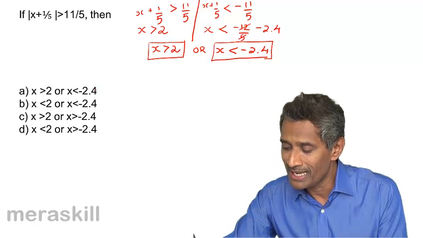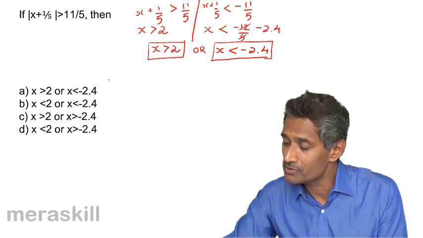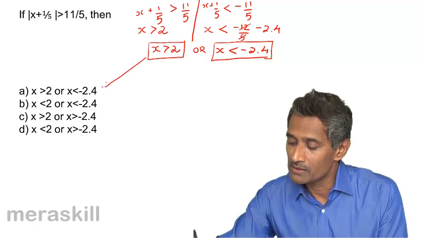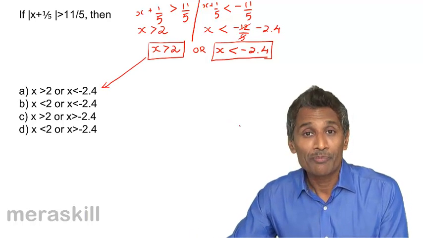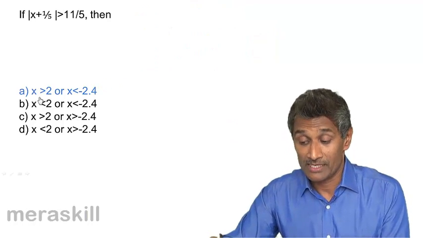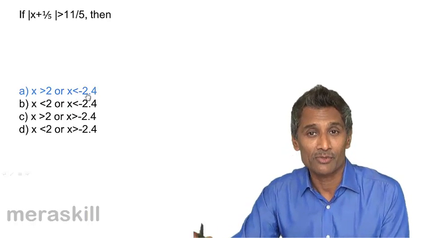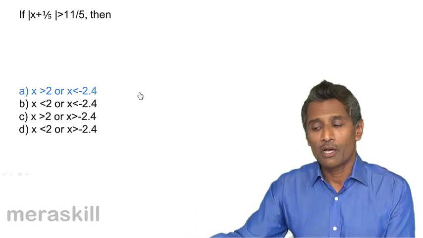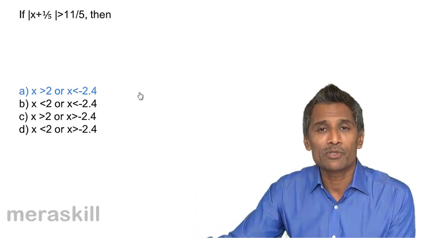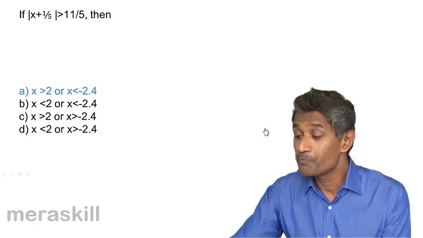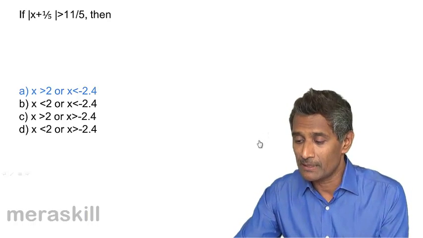So among these, we have all these options. Obviously this one is valid over here. So let's check what the answer is. Yes, we have x greater than 2 or x less than -2.4. So these were a couple of examples on modulus or absolute value. Let's take a few more simple examples.